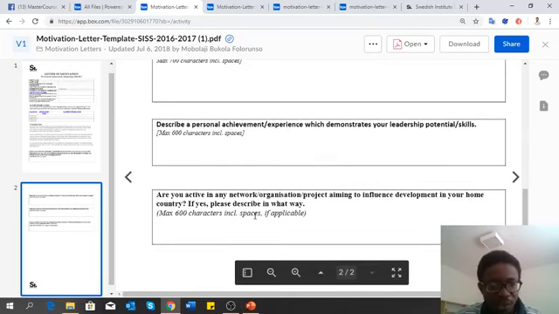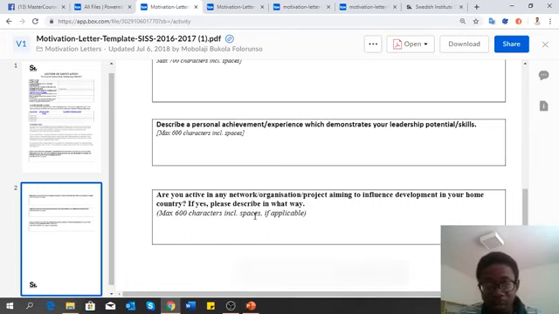And the last one is, are you active in any network or organization or any project aiming to influence development in your own country? Please describe in what way. So what they are trying to understand is whether you are involved in any form of volunteering, professional network, organization, or social initiative, your volunteering experience. So they want you to write about that.